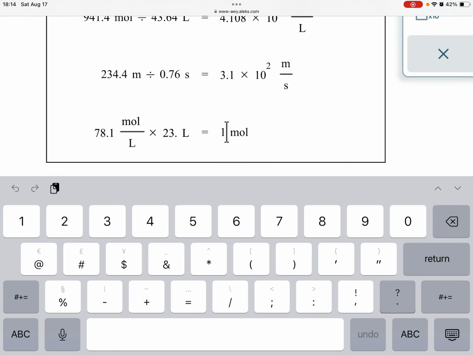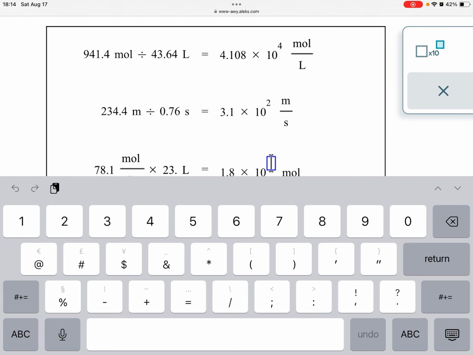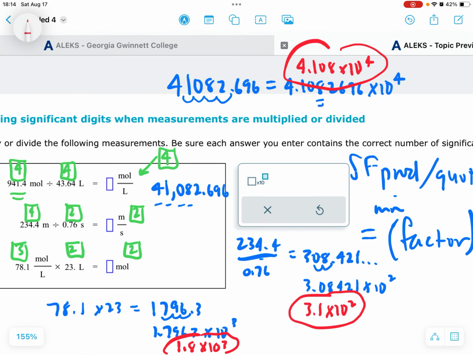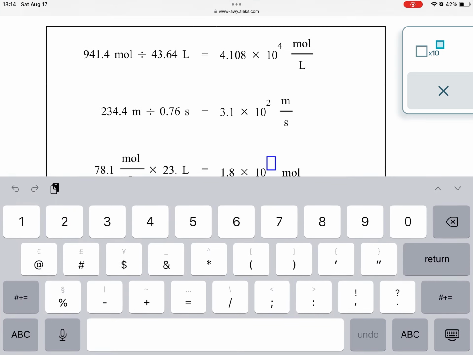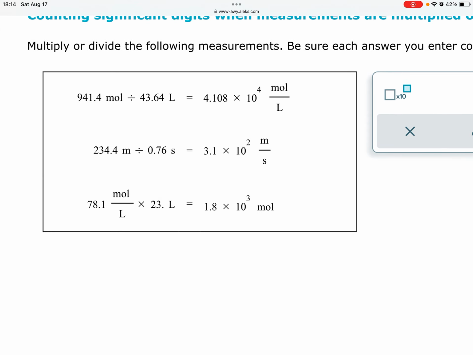Uh-oh. It's going to be 3, right? Because it's about 80 times 20. Yeah, that's right. Times 10 to the 3. Okay, and the last thing I do before I hit enter, I ask myself, do these make sense? This top one doesn't make any sense. I'm so glad I did this again. Look at this. 941 divided by, this is like 1,000. Divided by 50, it's not going to give me 40,000. That's a mistake. This top one's a mistake.